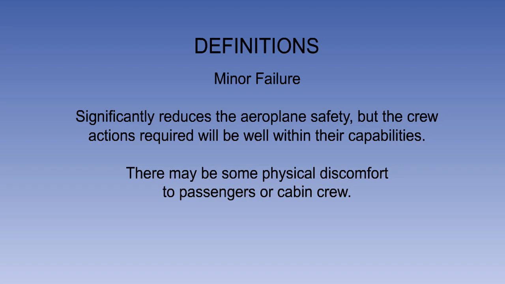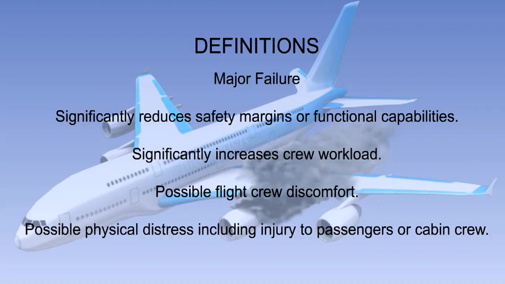Next is minor failure. This failure condition will significantly reduce the aeroplane's safety, but the crew's actions required will be well within their capabilities. There may be some physical discomfort to passengers or cabin crew. Third is a major failure. This will lead to a significant reduction in safety margins or functional capabilities, a significant increase in crew workload, possible flight crew discomfort, and possible physical distress, including injury to passengers or cabin crew.